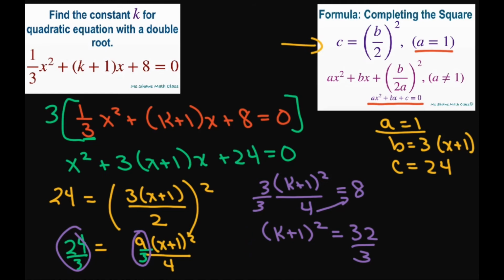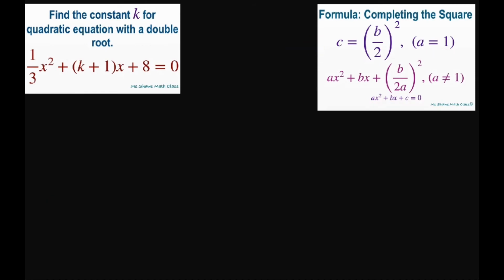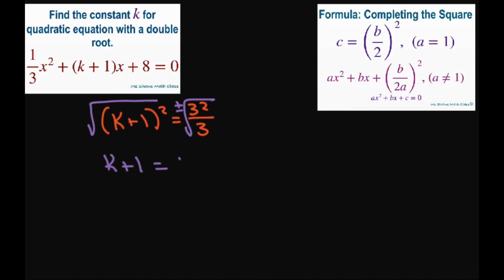Therefore, we have (k plus 1) squared equals 32 divided by 3. Now to solve for k, we're going to square root both sides. Don't forget to put the plus and minus. So this is going to give me k plus 1 equals plus or minus square root of 32 divided by square root of 3.